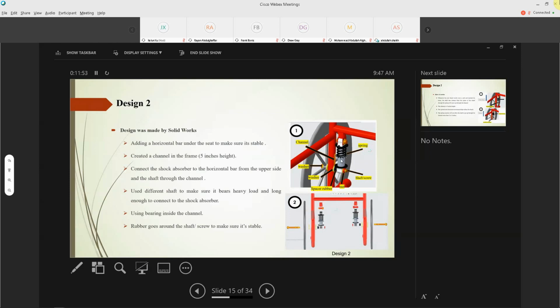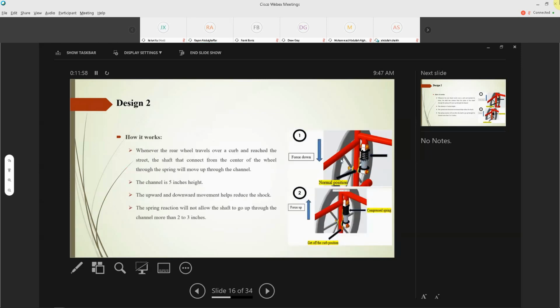The mechanism of the system works when the rear wheel travels over a sidewalk onto the street: the screw, reacting to the inverse force, will move up through the channel, where the shock absorber will prevent the screw from moving up more than 2 to 3 inches. In the meanwhile, the shock absorber absorbs the shock that would be transmitted to the user. In addition, we added a bearing inside the channel to support the screw to move easily and safely up and down.